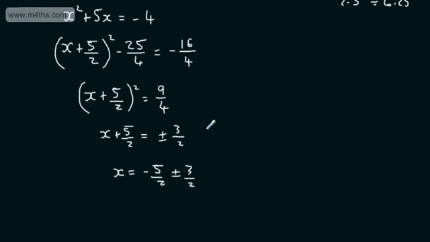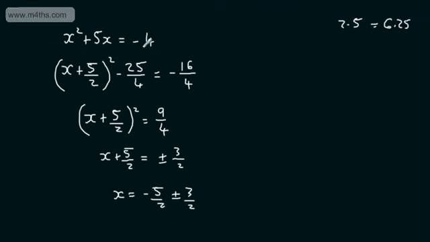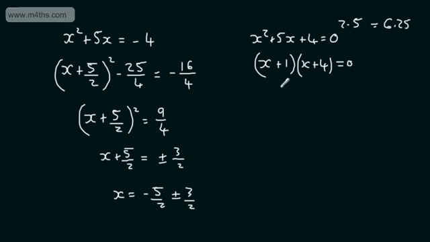So consider what I've got. Now if we look at this right here, what I'm going to do is just rewrite this. x squared plus 5x plus 4 is equal to 0. x plus 1 multiplied by x plus 4 is equal to 0. So we can see that x would be equal to minus 1 or x would be equal to minus 4.